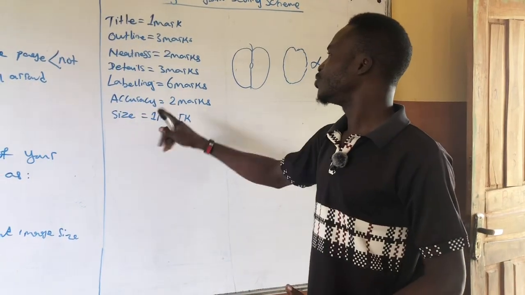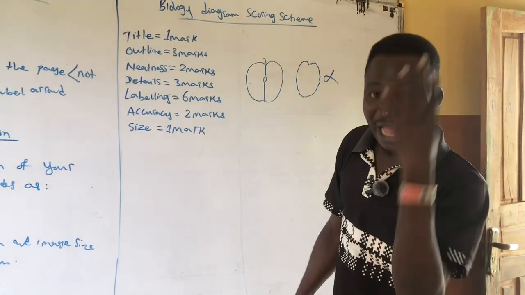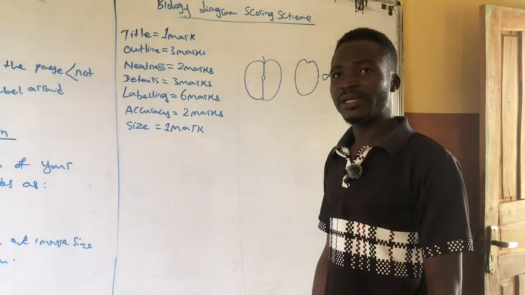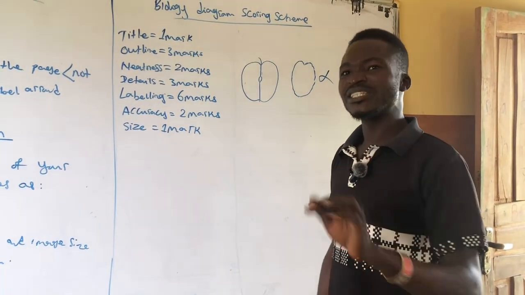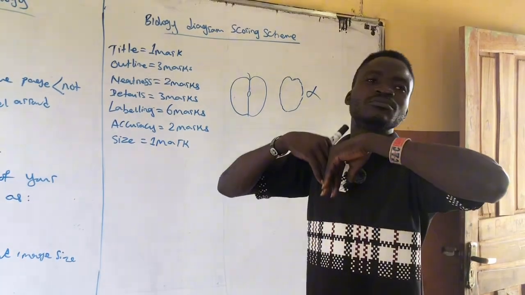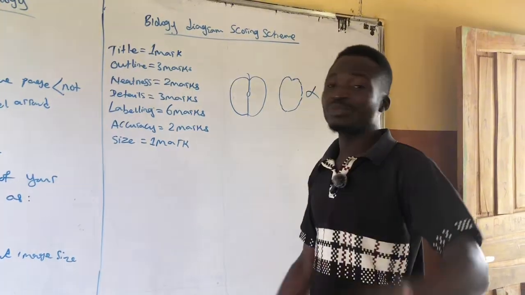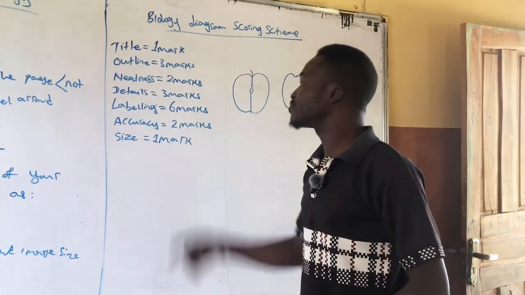The next one is label. Can you see 6 marks? Come on. Label carries 6 marks. Don't joke with labeling. You should label at least 5 different places. At least 5. At most, any part you get to. Did you get that now? But your labeling should be at least 5 for you to earn 6 marks.